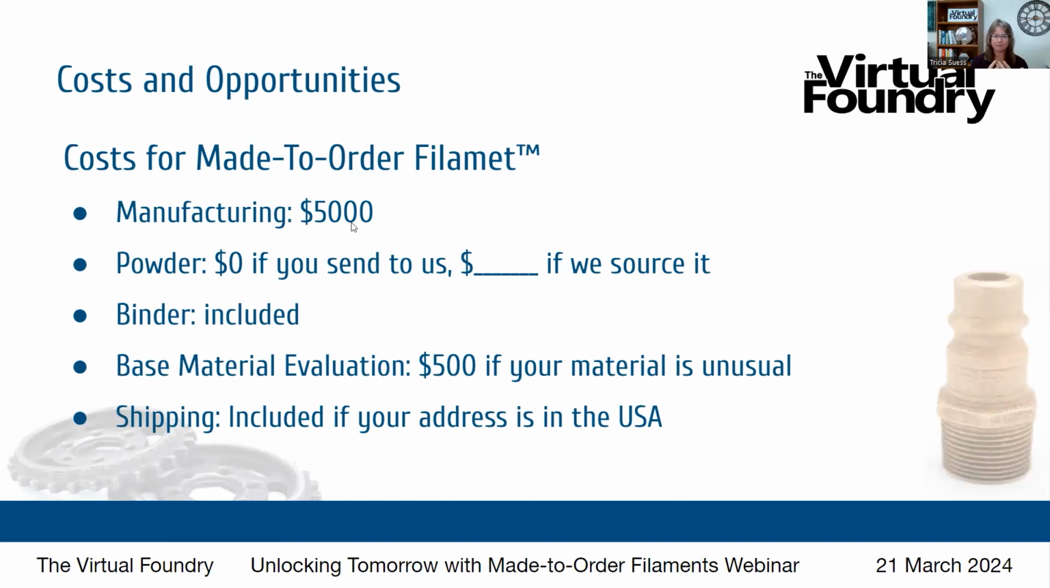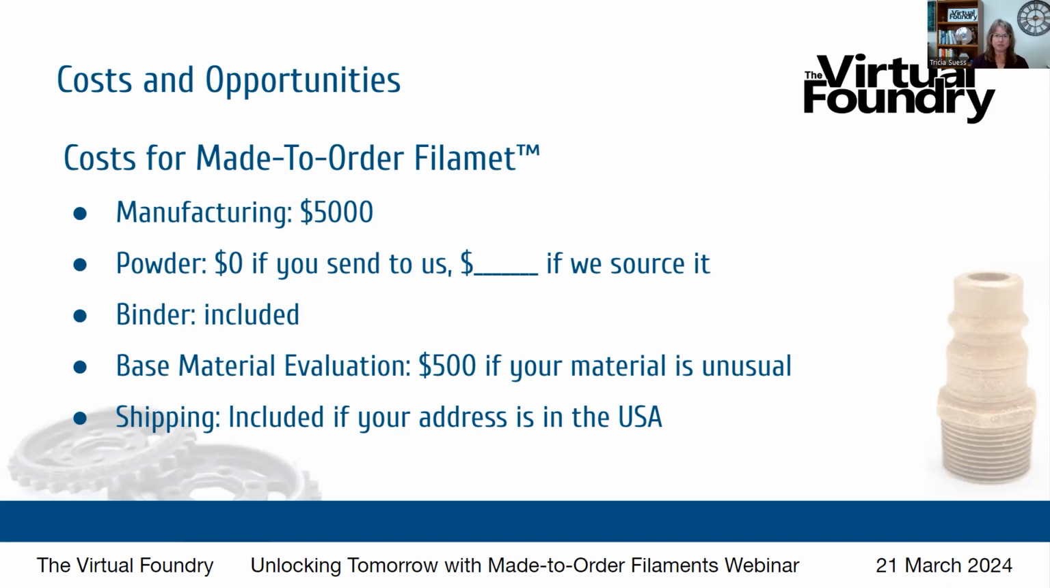Now, talking about the made-to-order filament, that first category of project that we talked about, the manufacturing fee is $5,000. The powder cost, if you send it to us, obviously that's zero, you're supplying that. And then the price, if we source it from a supplier out there, is material dependent. We would get a quote for that and forward that on to you. The cost of the binder is included in the project.